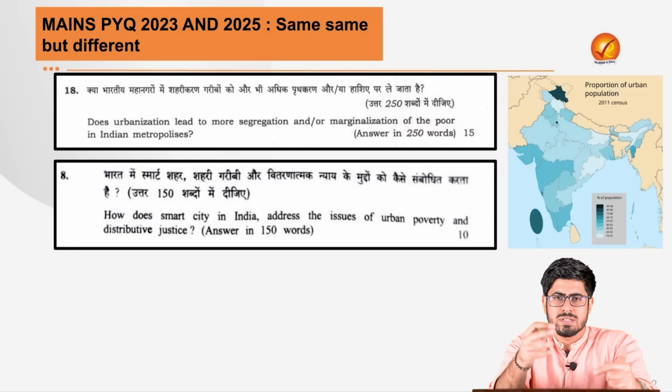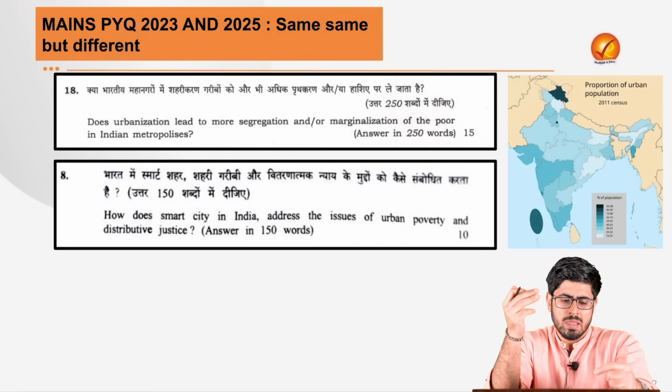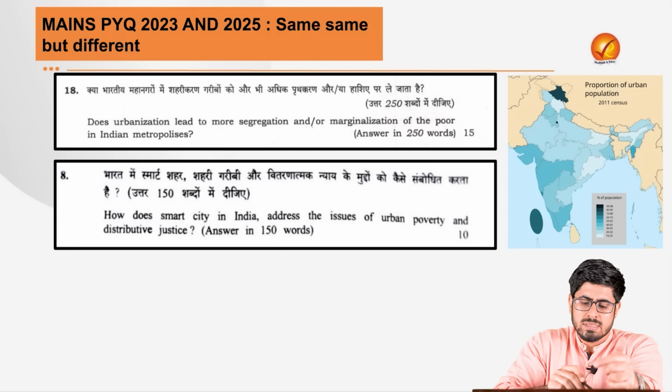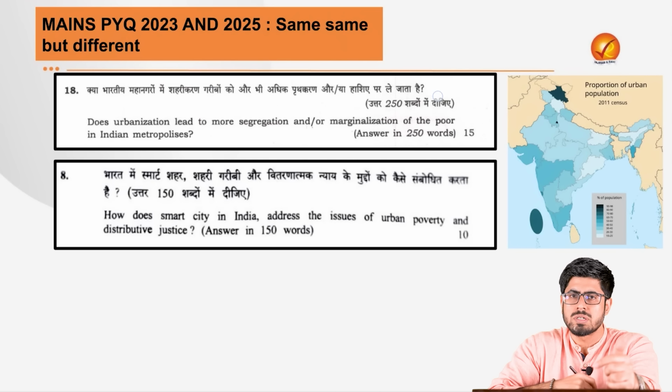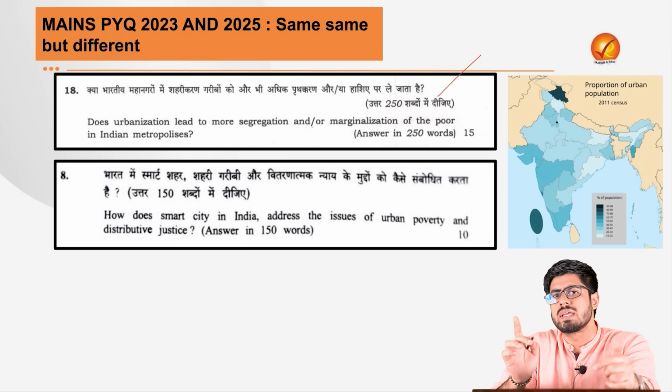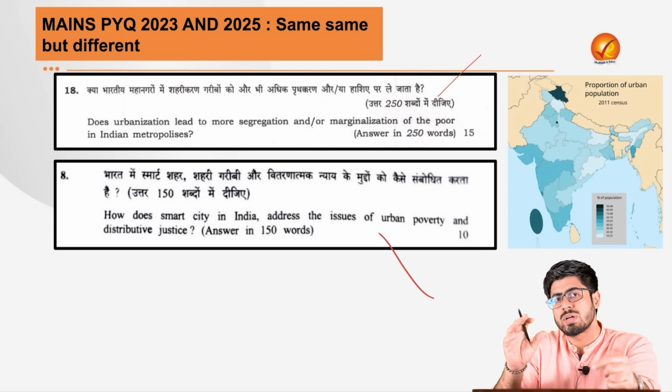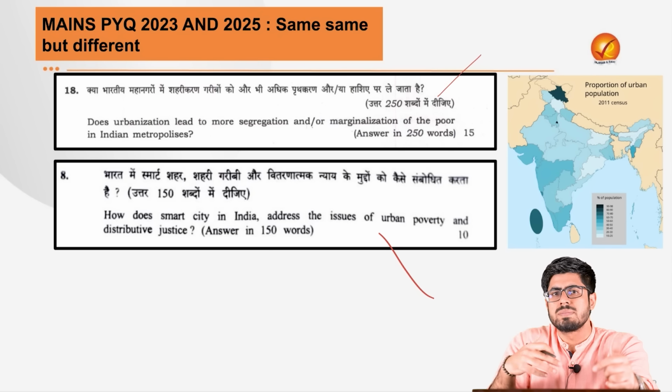They are two similar questions, but there is a little difference between both of them. In the 2023 question, they asked: does urbanization lead to more segregation or marginalization of the poor in the Indian metropolis? Next year, after a gap of 1 year, they asked: how does the smart city in India address the issue of urban poverty and distributive justice? One, they are asking us the problem, whether there is a problem of segregation, whether there is a marginalization of the poor in the urban areas. Next, they ask whether whatever solutions the government has taken have been working.